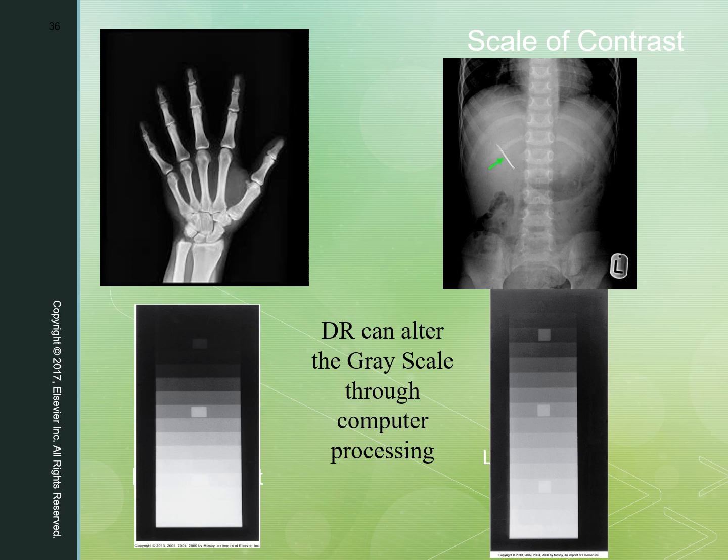Here we have a longer grayscale. Here's an abdomen. Our abdomen is going to attenuate much more similarly, so I'm going to need those additional grays to differentiate very subtle changes of attenuation within the body. So this would be long scale contrast, low contrast, high contrast resolution.